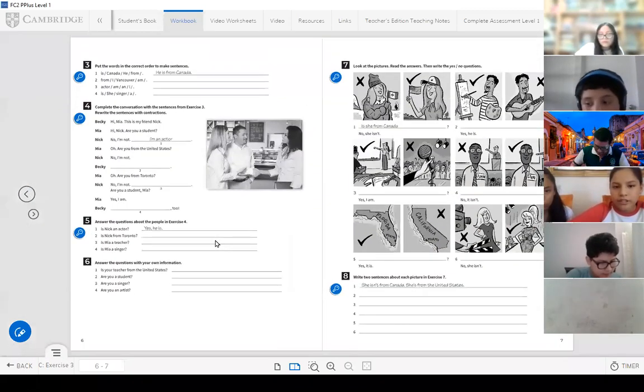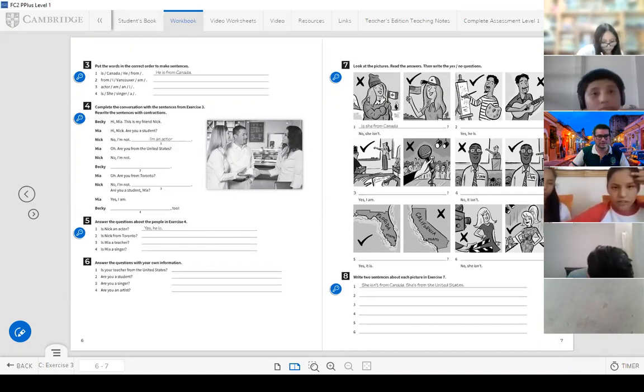Esas dos páginas, page number 5 and page number 6, todas las activities. Any question? ¿Alguna pregunta? It's all clear? Okay, está todo claro. Yes?